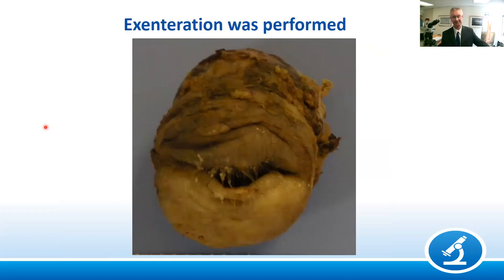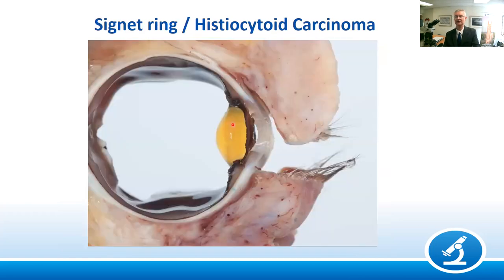This patient had a biopsy and the diagnosis was made. So you make this diagnosis knowing you're going to get exenteration. So be careful when you make the diagnosis. Upper lid, lower lid, and all the globe and the orbital tissues. Here's a gross photograph showing this thickening of the upper lid, a little bit in the lower lid. Here's the lens.